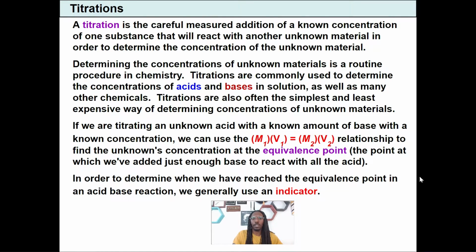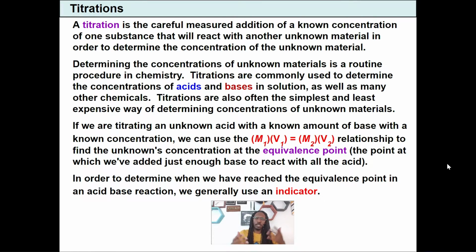Okay. Now, when you find that by using this equation, depending on what you're doing, once you find the unknown concentration at the equivalence point, so this is the equivalence point to where basically you add enough to where your moles of your acid equals the moles of your base. Okay. So in order to determine when we have reached the equivalence point in the acid-base reaction, we're usually going to use an indicator, right?